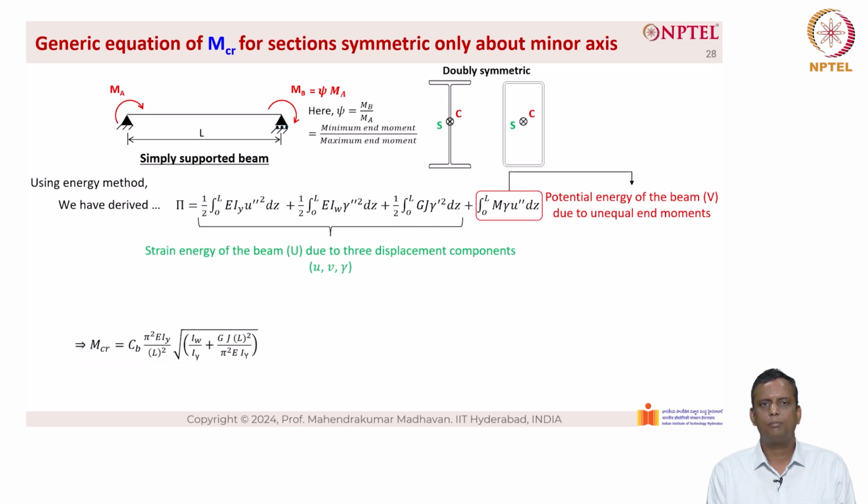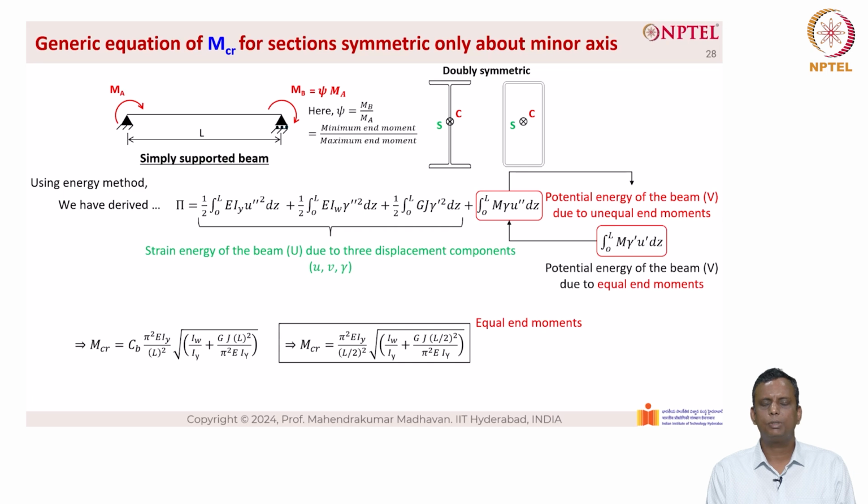Here we have a similar M critical equation for fixed end support conditions. The only change here is that L is replaced by L by 2. So, this is based on equal end moments. The equation on the top is a generic equation for unequal end moments. However, in order to solve for equal end moments, the potential energy has to be changed as we have done here. And then the Cb value corresponding to equal end moments now becomes 1.0.